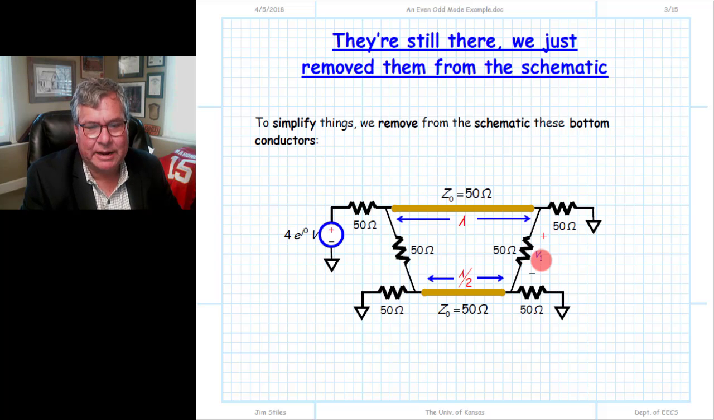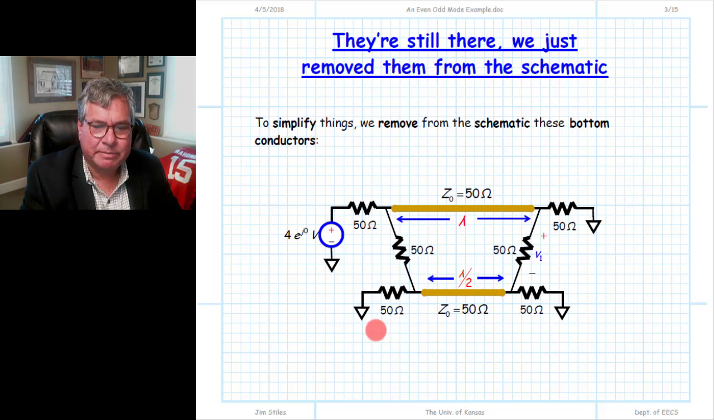Now, one thing to keep in mind, and sometimes this causes confusion for students, is we do have two transmission line conductors in this schematic, but these are conductors for different transmission lines. This is the top conductor of one transmission line of length lambda. This is the top conductor of a second, completely separate and different transmission line with length lambda over 2. Remember, the second conductor for this transmission line is the ground plane, and the bottom conductor of this transmission line is likewise the ground plane underneath.